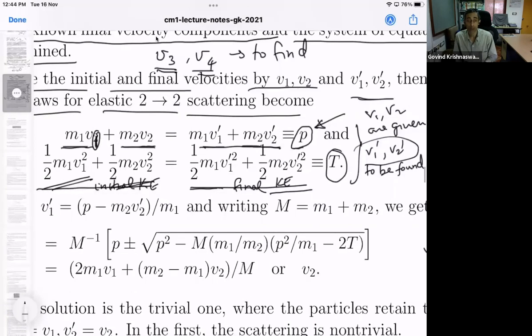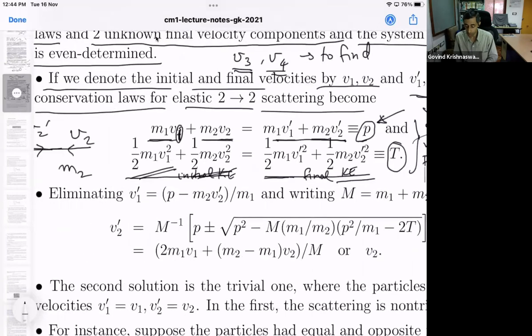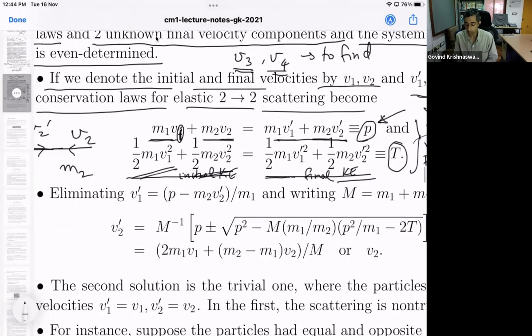And it turns out you can. I will spare you the details here, but I strongly urge you to work out this solution. How does one go about it? v1 prime is an unknown, so you can use the first equation, namely conservation of momentum, to eliminate v1 prime in favor of v2 prime and the conserved quantity P.